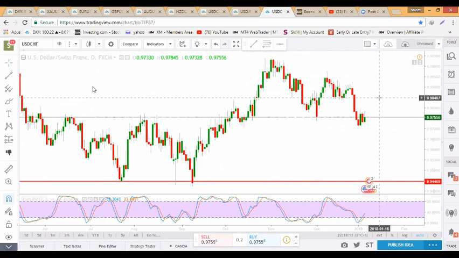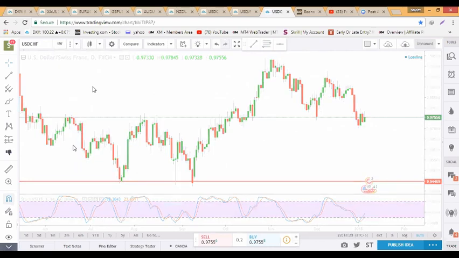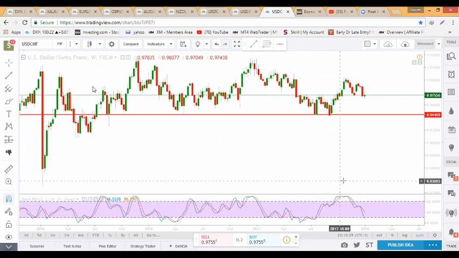If it makes an inverted candle, I do expect an upward trend actually. We can just confirm with the weekly chart. If we go to the weekly chart, here it is.